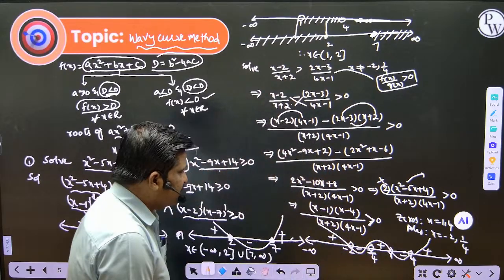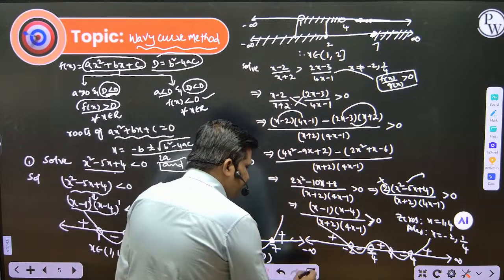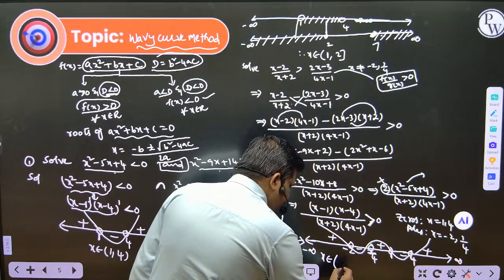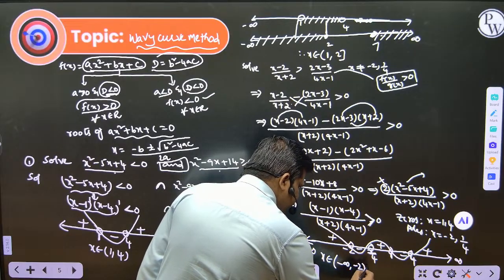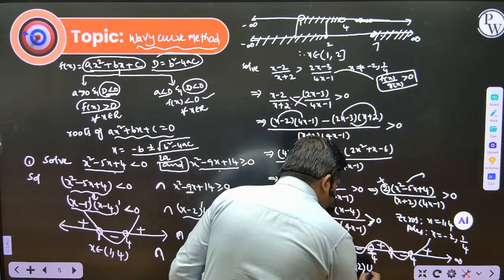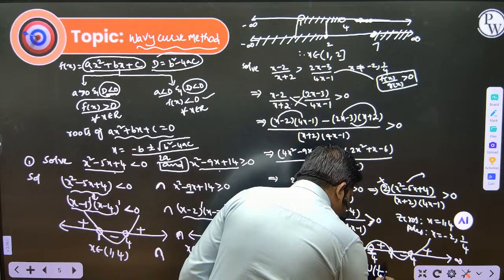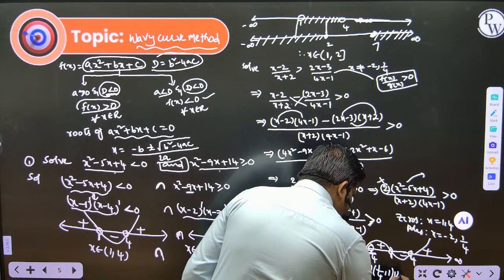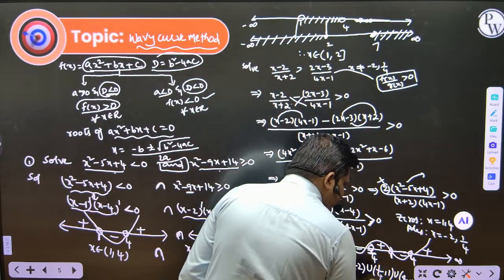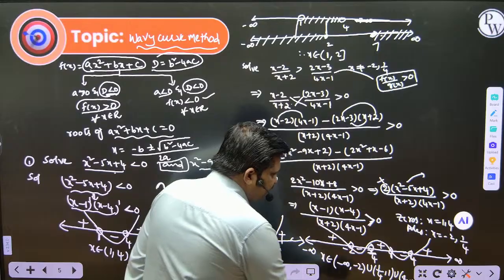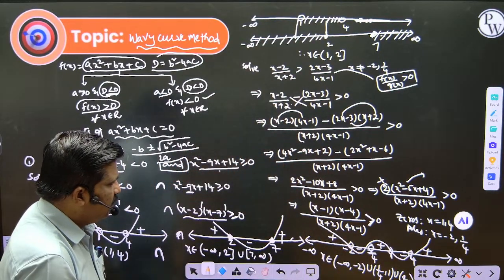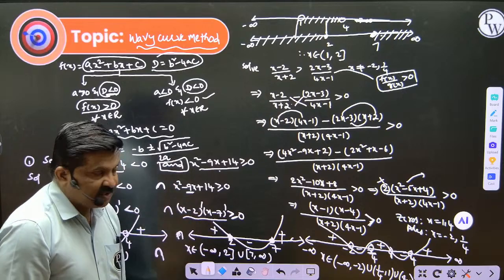But here it asks for positive or not. That's why x belongs to minus infinity to minus 2, union 1 by 4 to 1, union next 4 to infinity. Now this is your solution.